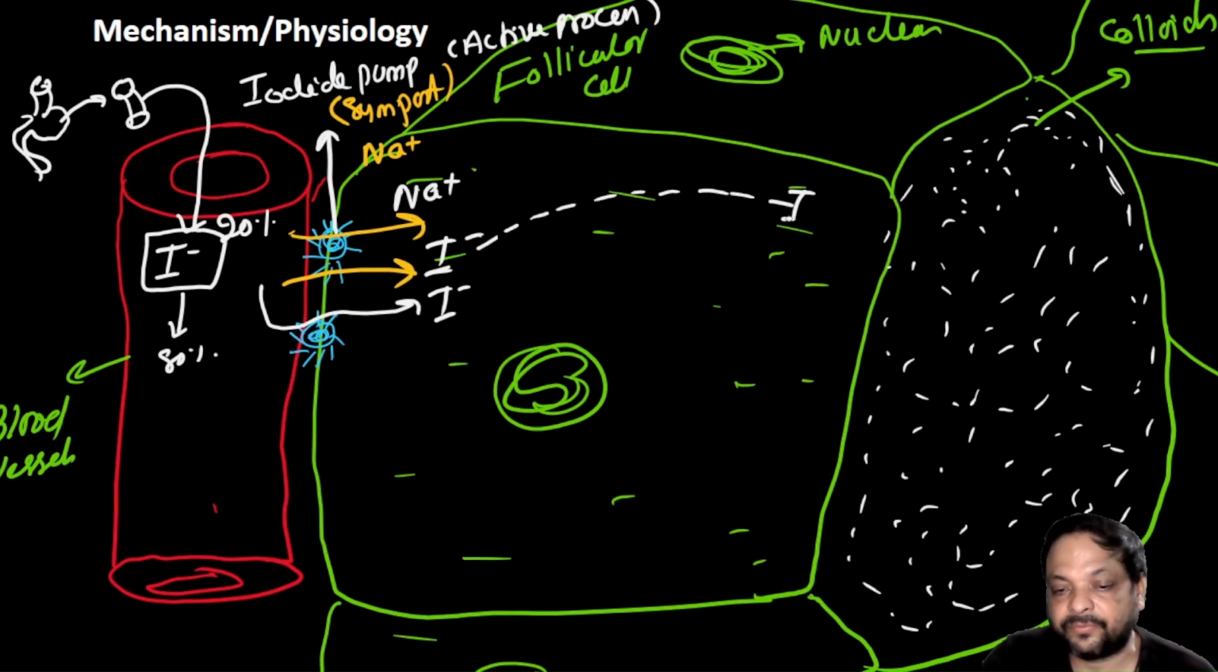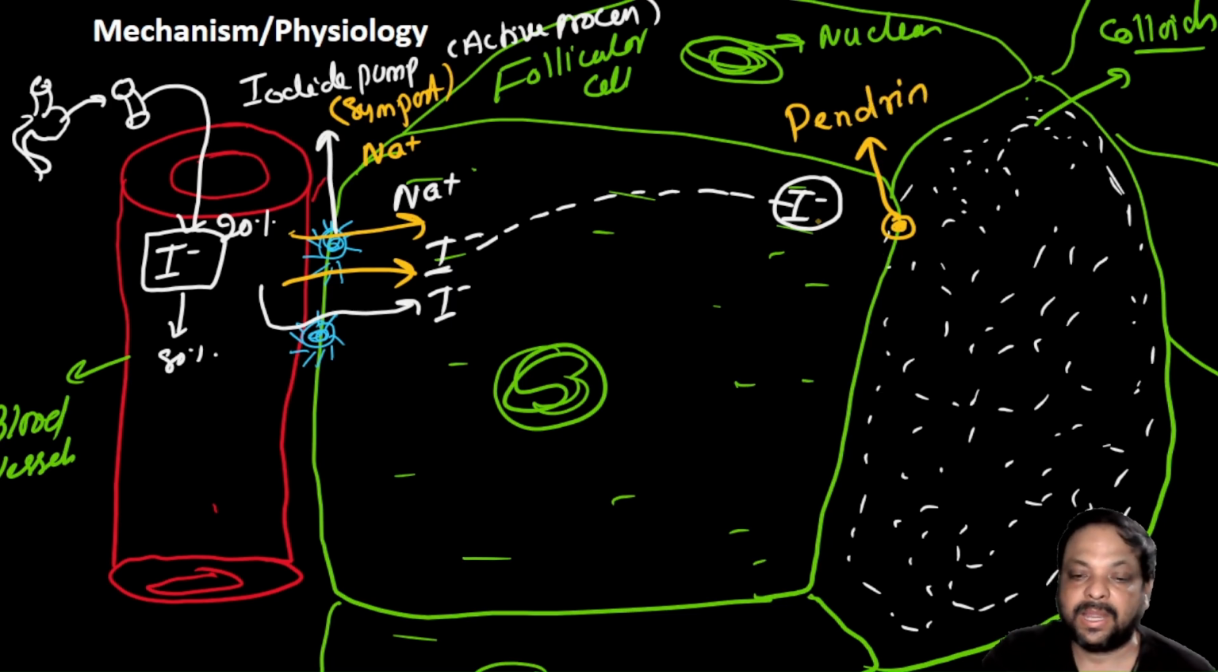These iodide ions move, negatively charged. At the inner part, we find a special transporter present, and this transporter is called pendrin. With the help of pendrin, the iodide moves into the colloidal area. This is the first process.